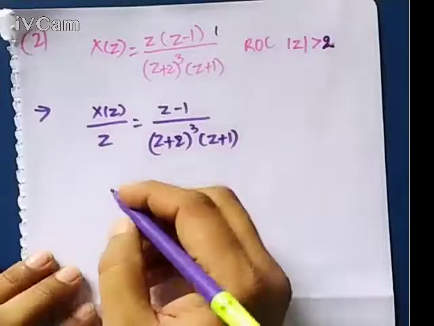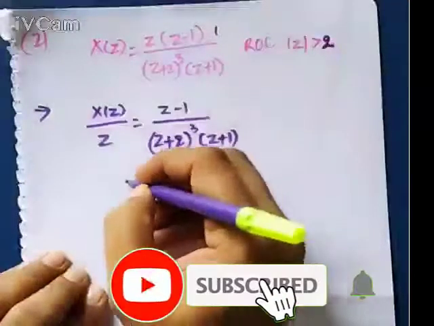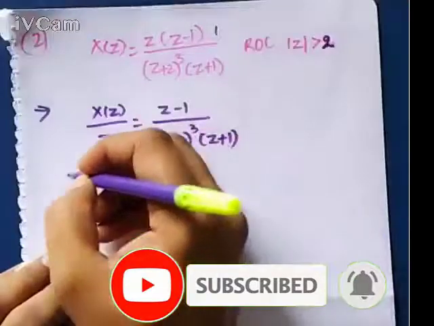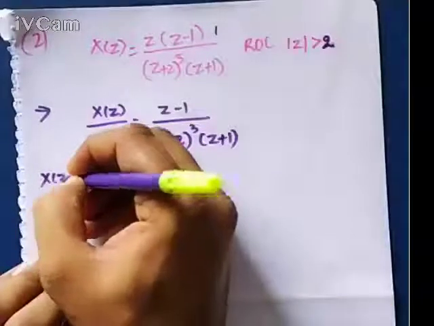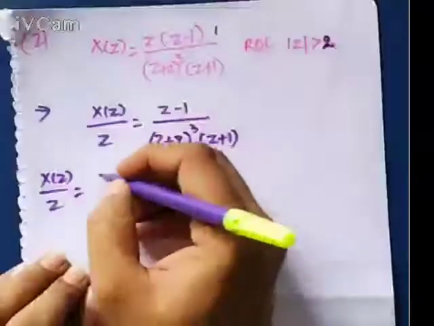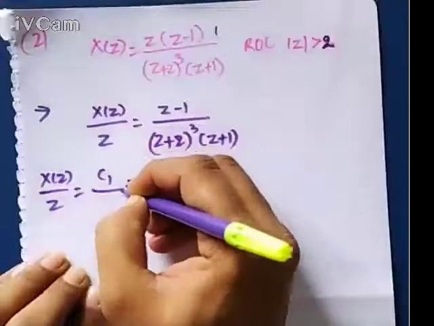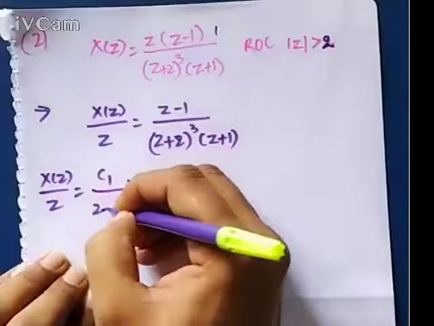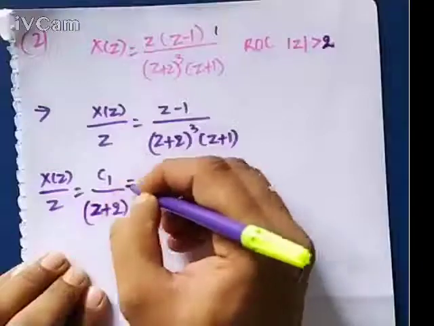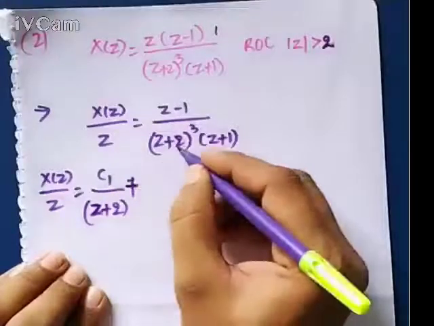So that will be, okay, so I will write from here x of z upon z. 4 terms are there, so I will write c1 upon z plus 2, this is the first term, so it is cube, right?